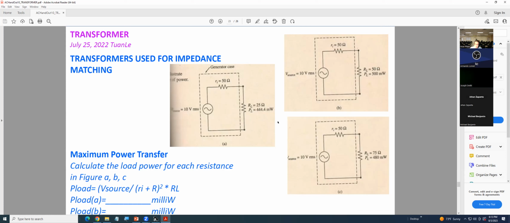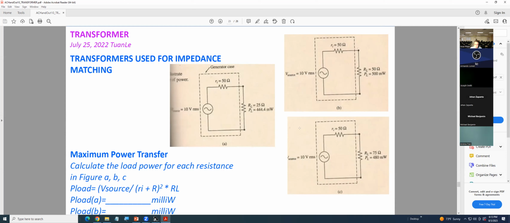And anyway, they get 444.4. Now, on the second one, the difference is what? They change the load to 50 ohms, and they do the same calculations. They get the power out 500 milliwatts. The last one, they change the load to 75 ohms, and they calculate the power. They get the output power 480 milliwatts.